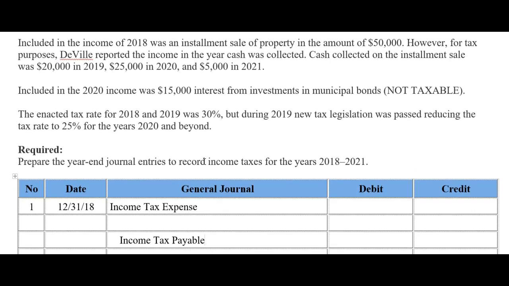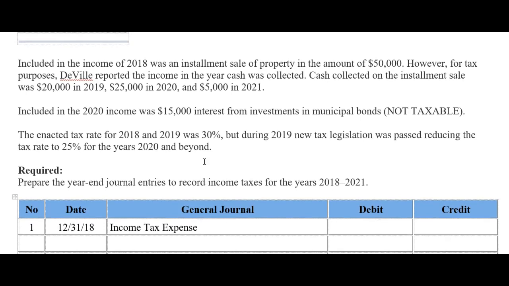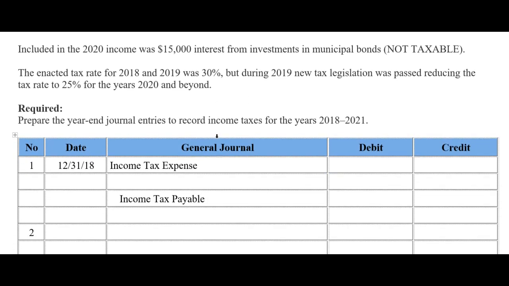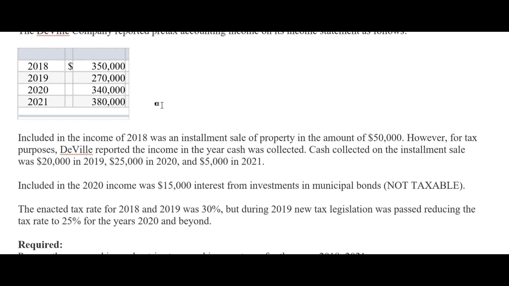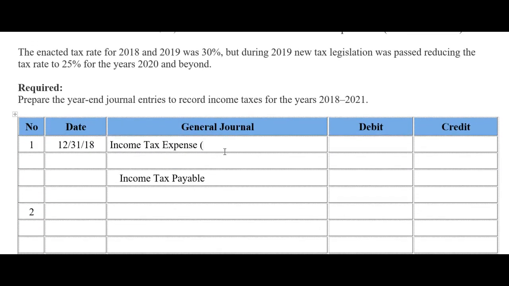All right. So here, we first need to find in year one, all the rates are the same at 30%. So basically what we can do is find our income tax expense by taking our taxable. Now in 2018, it's $350,000. There were no non-taxed items. To find our accounting income tax, we would take $350,000, multiply that by the enacted rate of 30%, and that would give us total income tax expense on our income statement of $105,000.